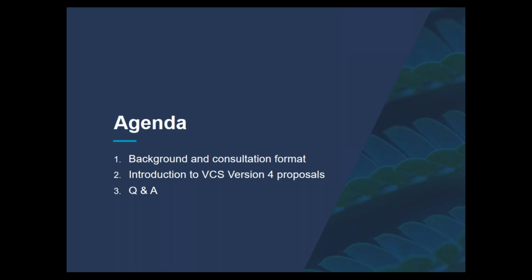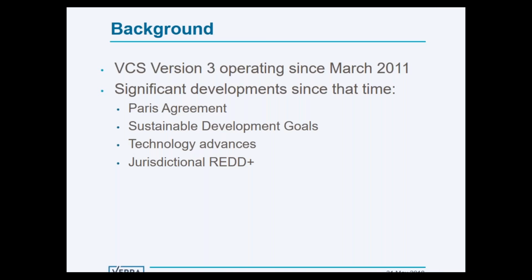So first, a bit of background, an introduction as to why it is that we've decided that we need to move on to VCS version 4. And there's really two reasons for that. The first is VCS version 3, the current operating version of the VCS program, was launched in March of 2011.